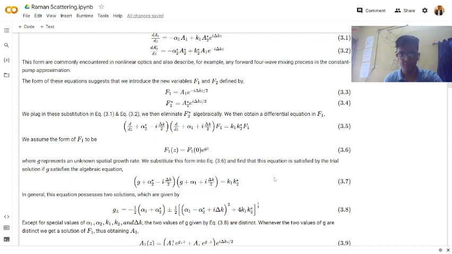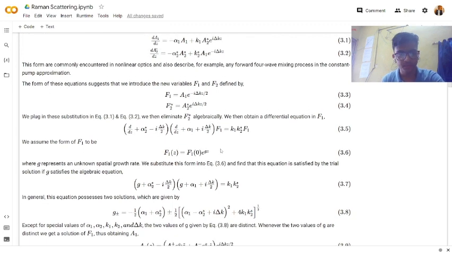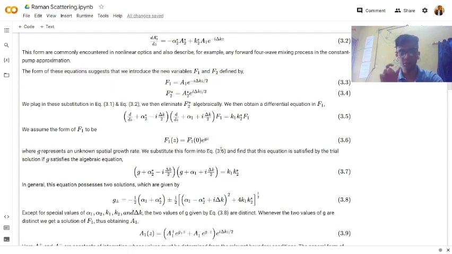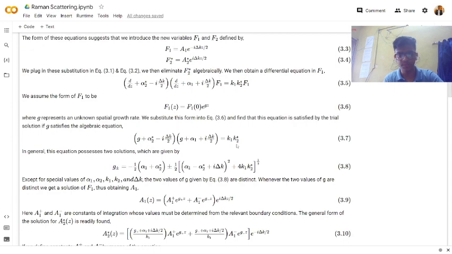So we plug these equations, which are 3.3 and 3.4, into 3.1 and 3.2. Doing that, we get two equations. Using those two equations, we eliminate f2 star algebraically. So the differential equation we get after that is in f1, which is represented by 3.5. If you observe this equation carefully, we can take a trial solution and put it in the equation to find some constraints on it. For example, the trial solution we assume here is 3.6, that is f1 of 0 e to the power gz, where g is the unknown spatial growth rate. We just take g to be some unknown. When we plug this trial solution into the original differential equation in f1, we get the following relation in g, which is equation 3.7.